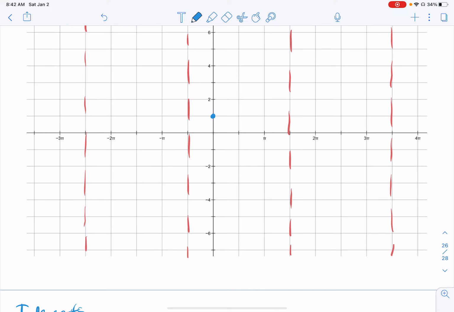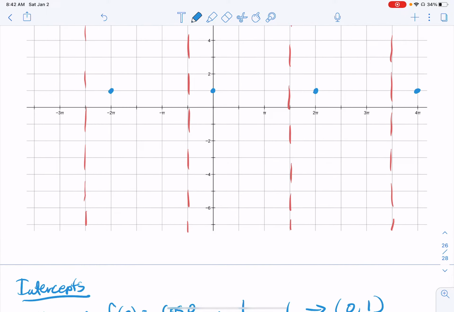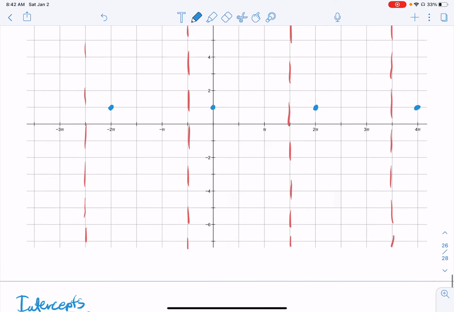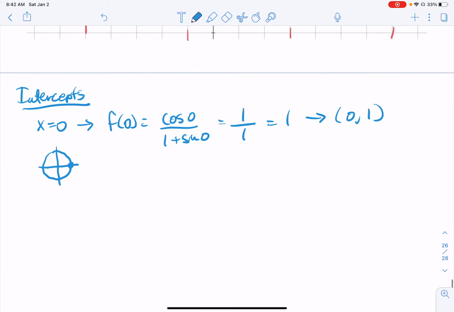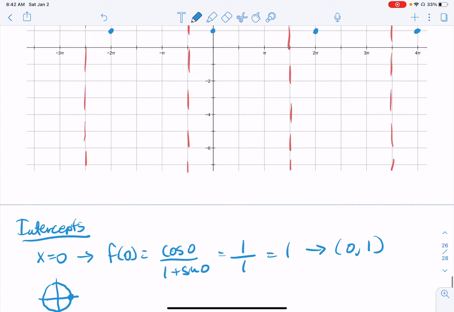Put a dot there. And you know what? Since it's periodic, you're going to have the exact same dot in each one of these little intervals. So there should be one here at exactly 2 pi, one here at 4 pi, and one over here at negative 2 pi. And I think we missed the other one on the far left-hand side, which is okay.